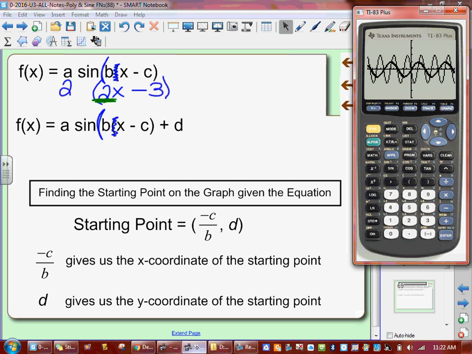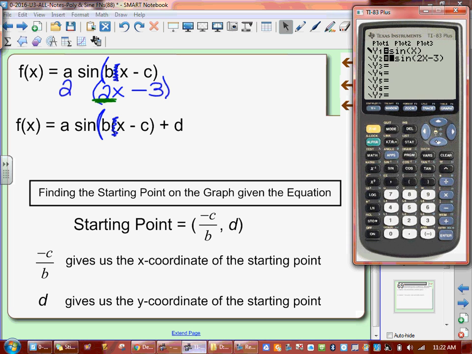Now we're going to change. We're going to go into y equals. And at the end of this, we're going to change the d value to +2. So we've changed every number now. So now we're going to graph. Now what happened to the graph?